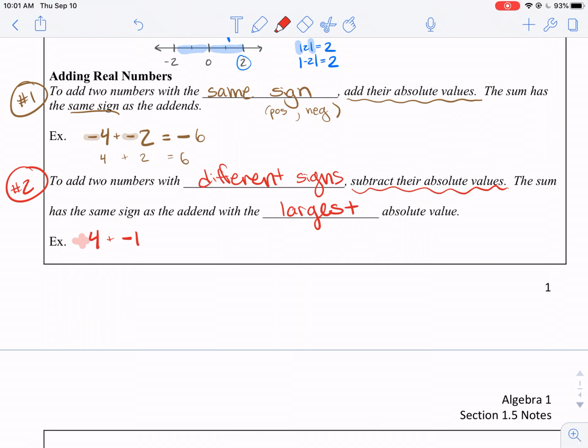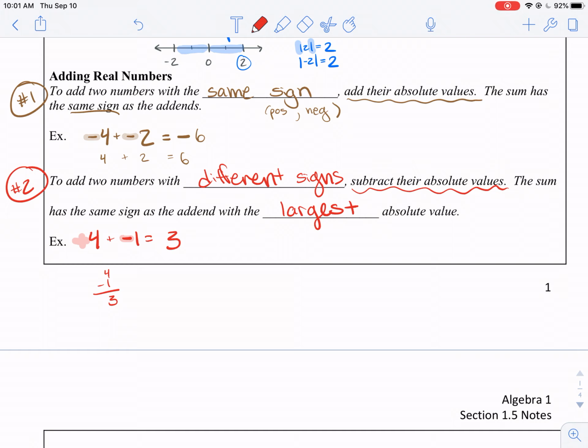we've got a positive 4 and we've got a -1. We're going to subtract their absolute values from each other. That is 4 minus 1 is 3. So our answer is going to be a 3. Is it going to be positive or is it going to be negative? Well, since the absolute value of 4 is 4 and the absolute value of -1 is 1, 4 is bigger, so it's still going to be positive.